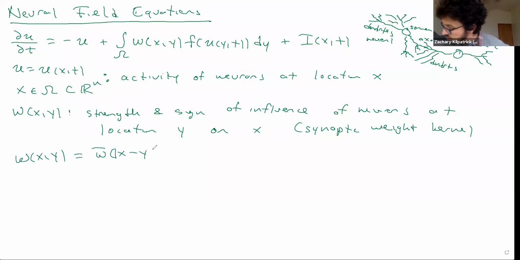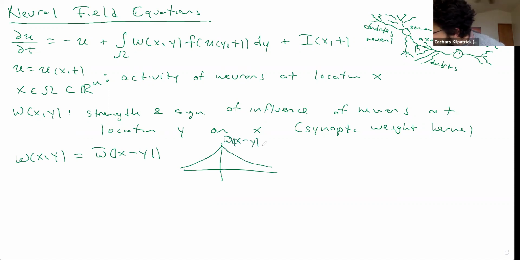W of X minus Y, okay? And you could have a function that looks like this, W bar of X minus Y. Here's your function of X minus Y. And this would mean that neurons that are close to each other tend to excite each other. Neurons that are farther away from each other tend to excite each other less, okay?